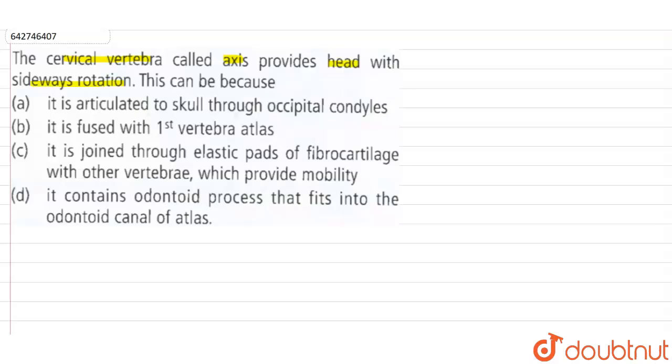In this question, they are saying the cervical vertebra called axis provides our head with sideways rotation. This is because, and we have to select the correct reason from the given options.